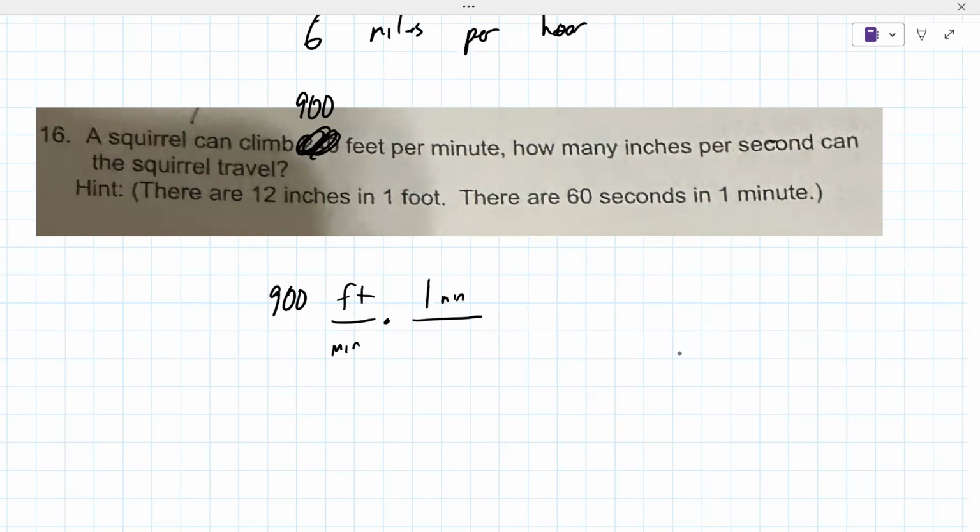So in 1 minute there are 60 seconds. That cancels with the minutes. In 1 foot, there are 12 inches. Just make sure you get the units in the right place. Yeah, it is 180. All right.